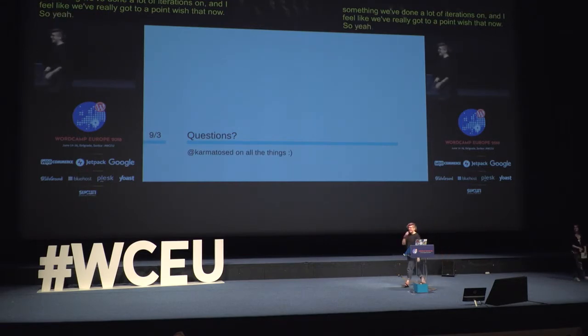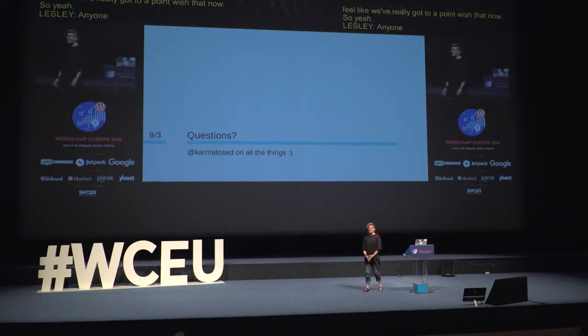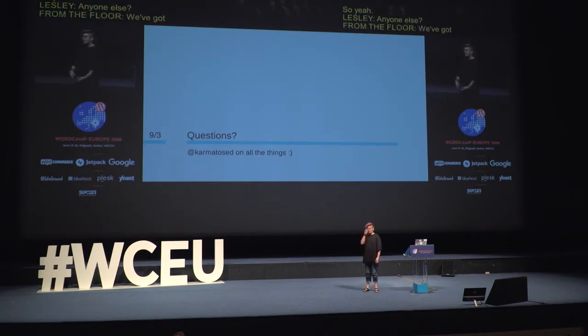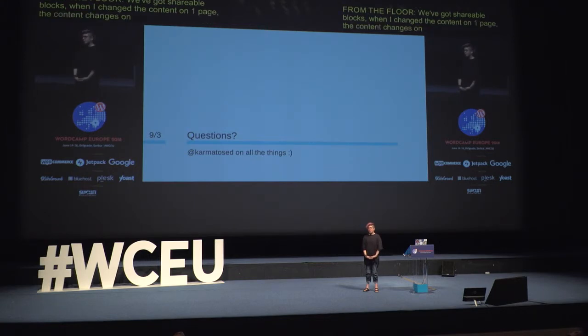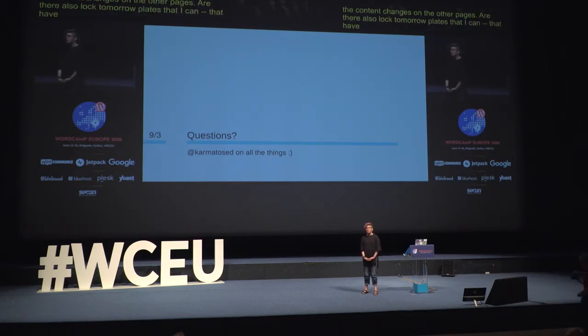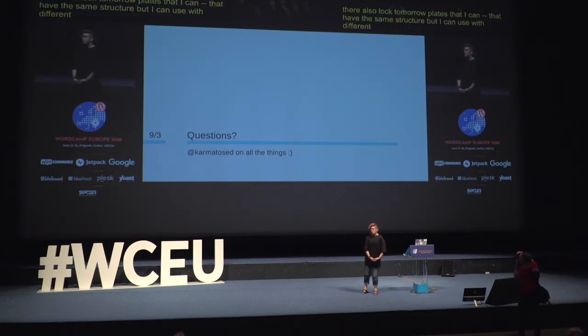Anyone else? Here we go. So we've got shareable blocks. When I change the content on one page, the content changes on the other pages. Are there also block templates that have the same structure, but I can use with different content on different pages? So at the moment, you can do that with custom post types. So there is a way that you can have with the placeholders. But elements like that, there's some prototypes of what phase two is going to be like when we move into customization. So we have a start of that, and that's definitely going to be the route we're going on. Thank you.